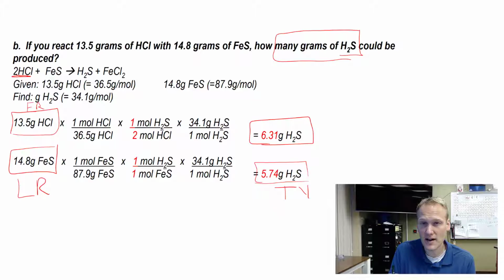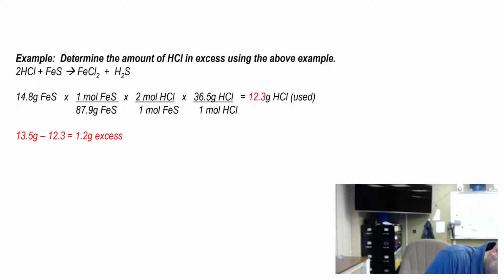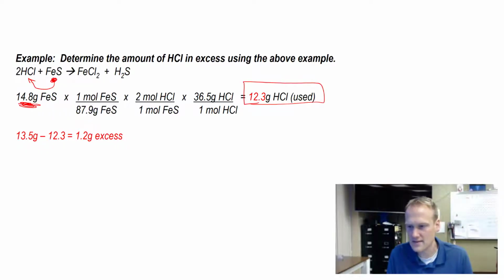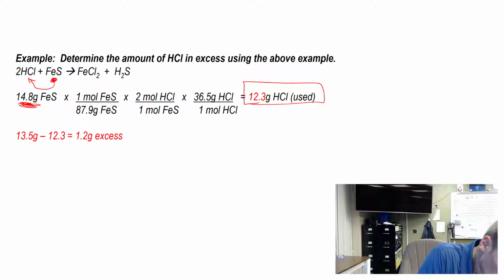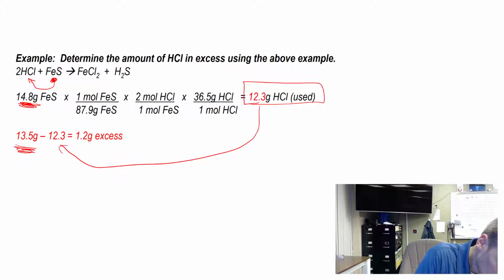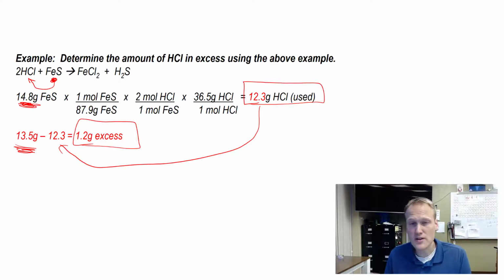So we need to do a gram of iron sulfide to a gram of hydrochloric acid. And that would look like this. Look, we are going from here directly to here, grams to grams. So if we use 14.8 grams of iron sulfide, that means we're going to use 12.3 grams of hydrochloric acid. Notice our 2-to-1 mole ratio from our coefficients. As you can see, we were told at the beginning that we have 13.5 grams of HCl. Well, since we're only going to use 12.3 grams, we can subtract those and calculate that we have 1.2 grams of hydrochloric acid in excess or left over.